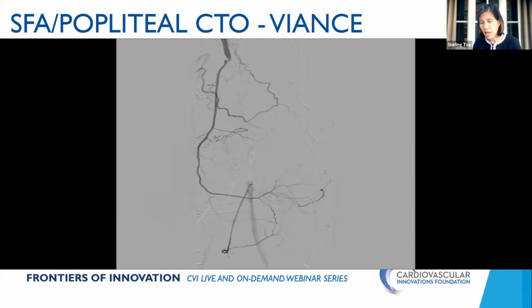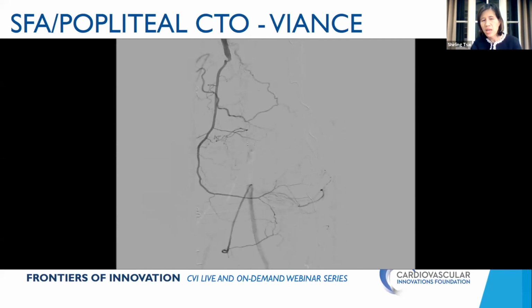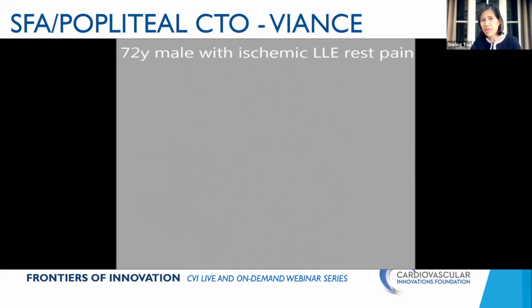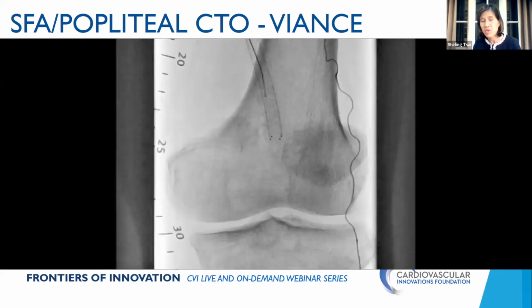This is the initial angiogram showing it's actually a stent occlusion with an occlusion of the popliteal distal to the stent. And here we use the Viance and Confianza wires. So this is the Viance catheter with the wire inside the catheter. And the thing with the Viance is that you do not necessarily lead with the wire, which is contrary to what a lot of us always think.